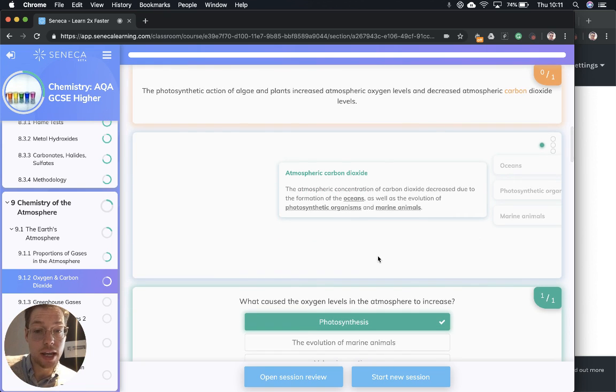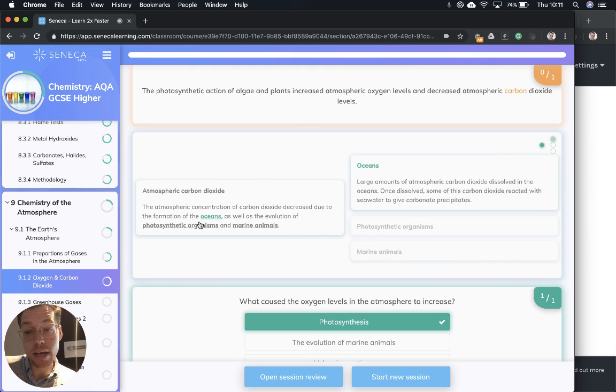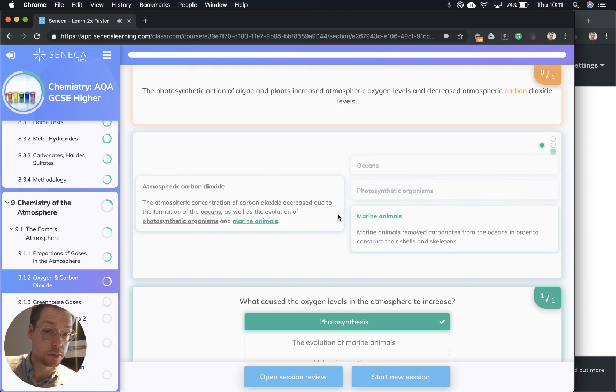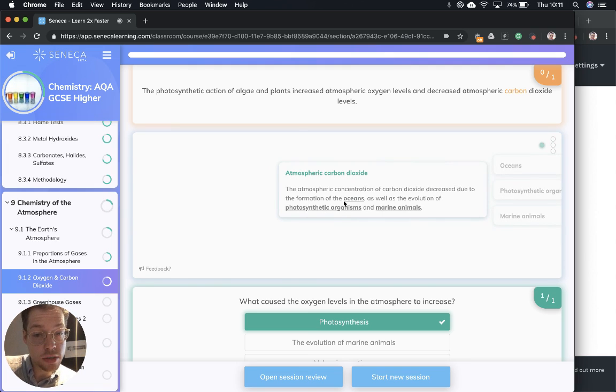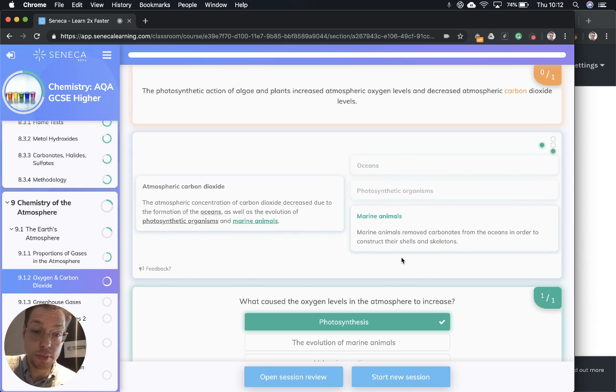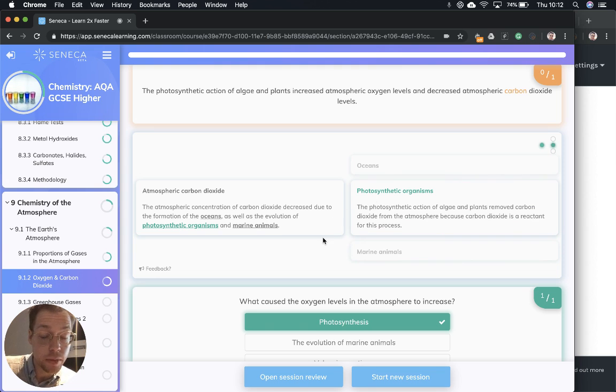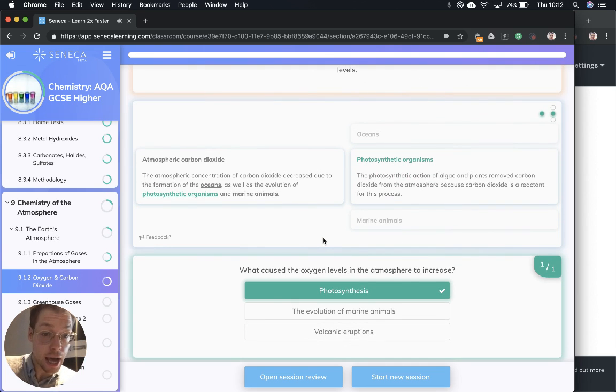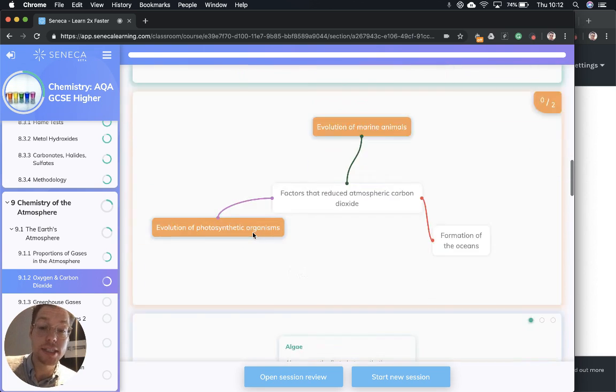Okay, so let's review carbon dioxide again real quick. The atmospheric concentration of carbon dioxide decreased due to the formation of oceans, as well as the evolution of photosynthetic organisms and marine animals. So what did each of those do? Oceans, they're like sinks for carbon dioxide and dissolved a bunch of CO2. And the CO2 reacted with seawater to produce cute little carbonate precipitates, and those marine animals, they swooped in, they took those carbonates and used them to make their shells and skeletons. And we can't forget photosynthetic organisms like algae, they remove CO2 by photosynthesis.